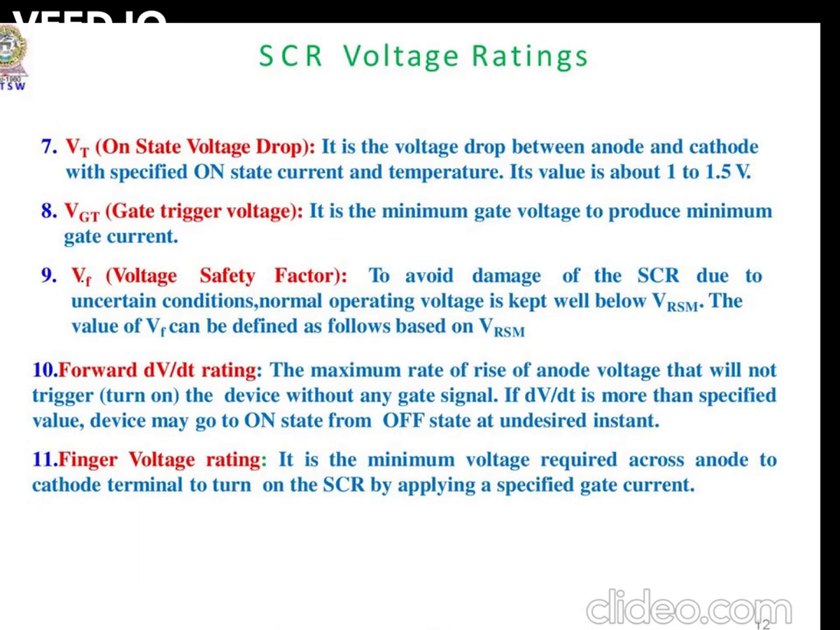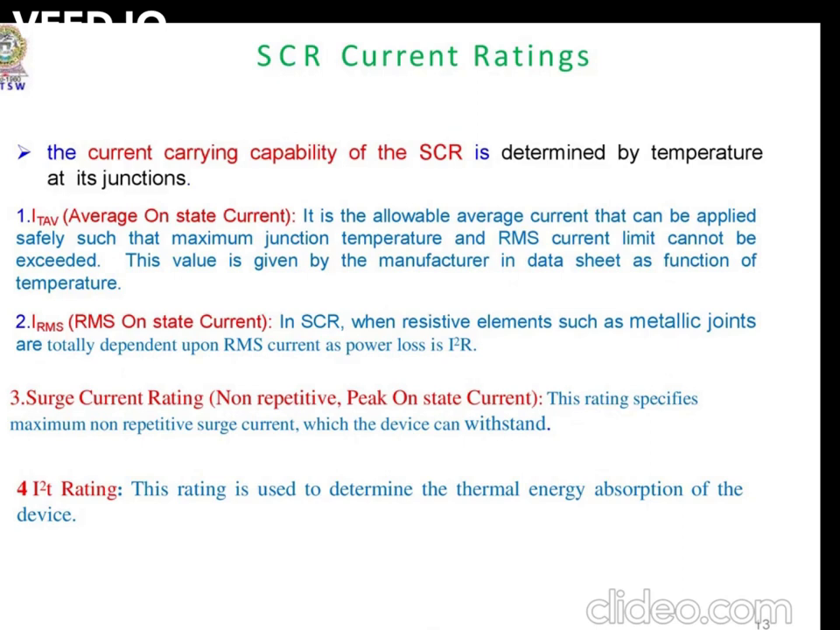VRRM is the peak repetitive reverse voltage, VT is the on-state voltage drop, and VGT is the gate triggering voltage, which is the minimum gate voltage to produce the minimum gate current. VF is the voltage safety factor, and dv/dt is the maximum rate of rise of anode voltage that will not trigger the device without any gate signal. The voltage rating means the maximum value of the voltage.